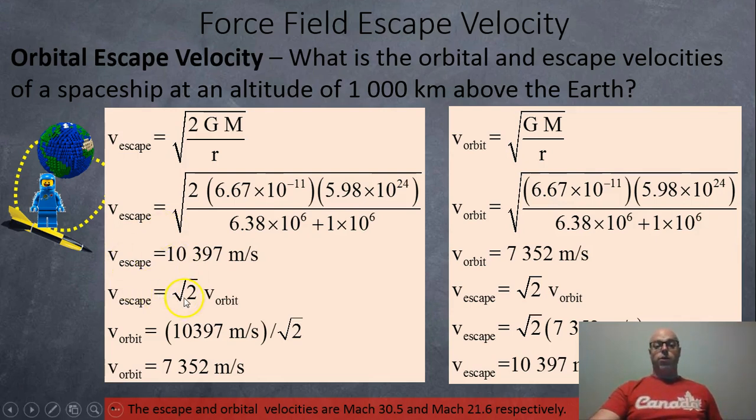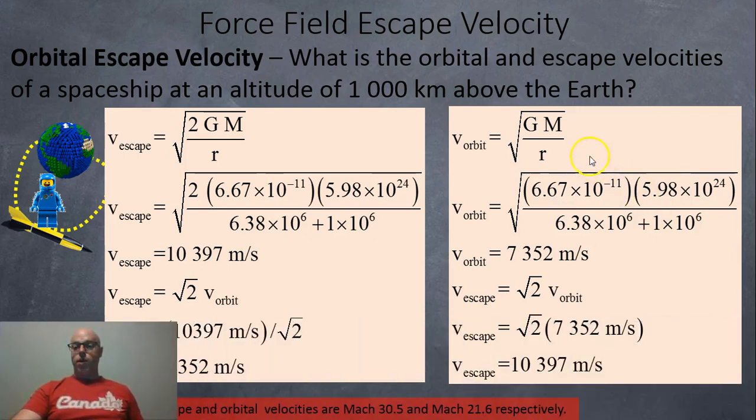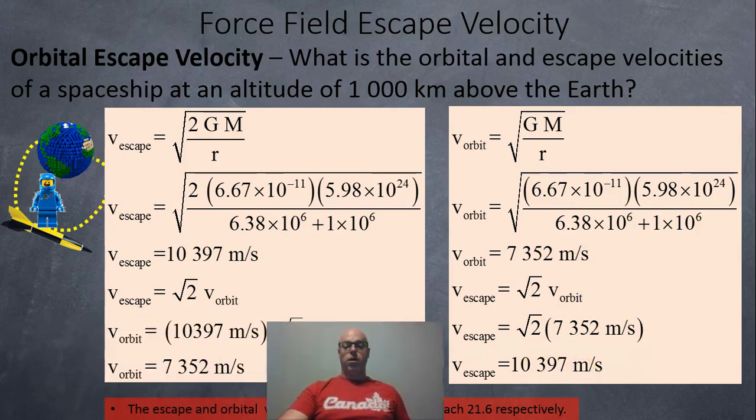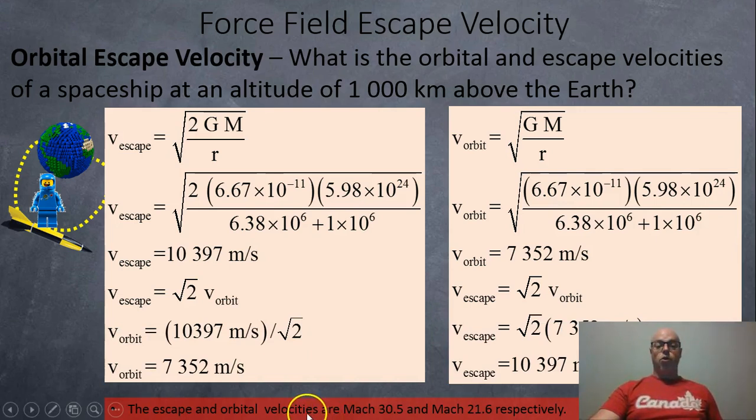Now your orbital velocity, what would it be? Well, it's pretty easy now. We have this little formula. To find your orbital velocity, just take the escape velocity, divide by √2, and we get 7,352 meters per second. Okay. Or we could do the question the other way around. We find the orbital velocity first, 7,352. Multiply that by √2, and we get the escape velocity, 10,397 meters per second. So there you go. So the orbital and escape velocities are Mach 30.5 and Mach 21.6.